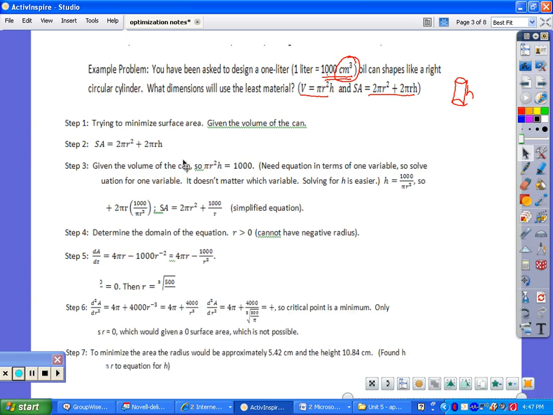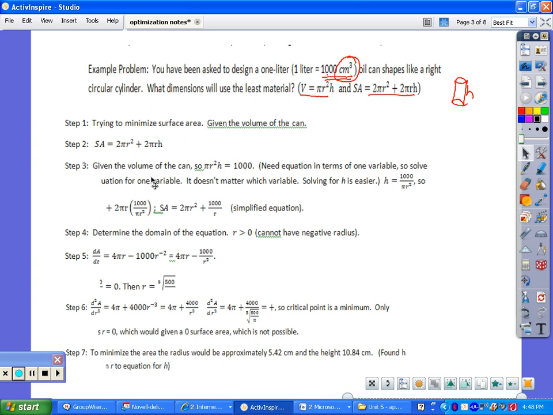So step 1, I have the steps written on here. Step 1 says we're trying to minimize the surface area. So understand the problem. We're minimizing the surface area. We're given the volume of the can. We need to develop a mathematical model for step 2. So that means the surface area, they gave me the formula, is 2 pi r squared plus 2 pi rh.